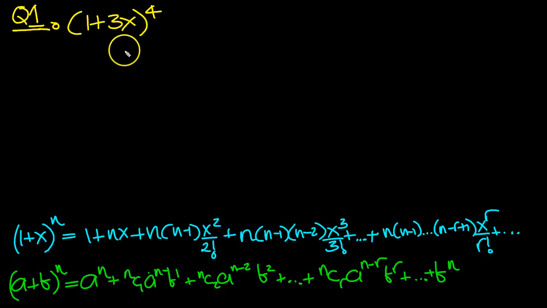1 plus 3x all to the power 4. So let's have a look at this then. Use the binomial theorem to expand this bracket. So here's our formula here.